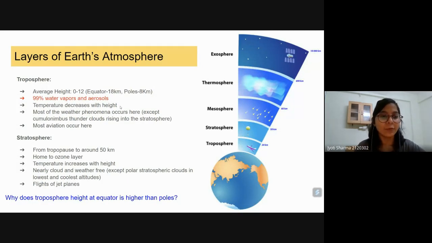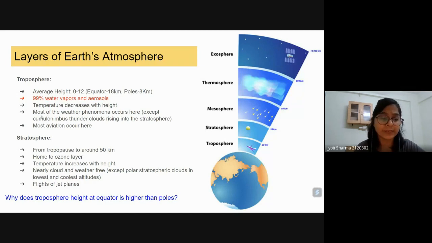Whenever the temperature decreases with height, this phenomenon is known as lapse rate. This happens because whenever warm air rises, it expands, and after expansion it cools down. Near the surface the air was warmed, but at height it will expand, and after expansion it will release the energy and cool down. So this is the lapse rate, the decrement in the temperature with the height. This is a characteristic of the troposphere.